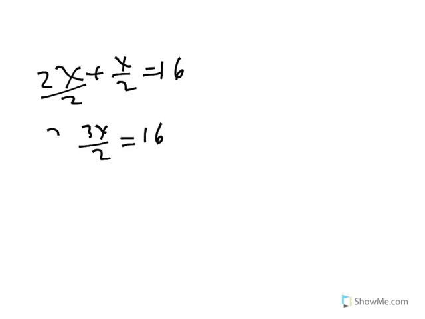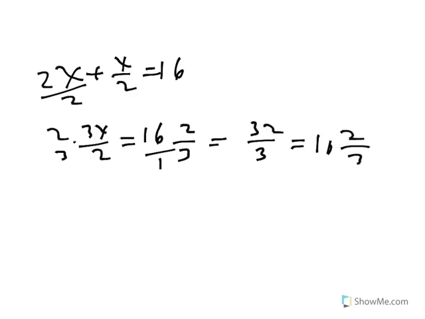Nowadays, we would do the question this way: 3x over 2 equals 16. Multiply both sides by 2 over 3 and get 32 over 3, which is 10 2/3. Also the right answer. A lot quicker. But this false position method is pretty clever.